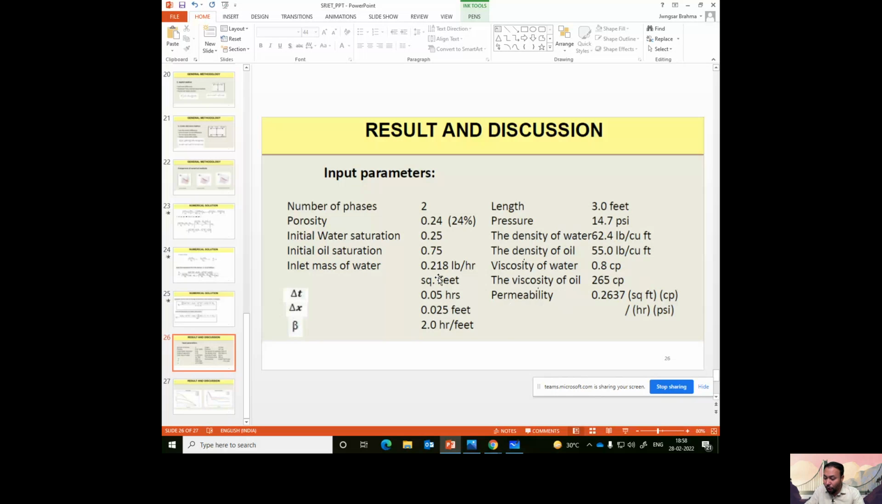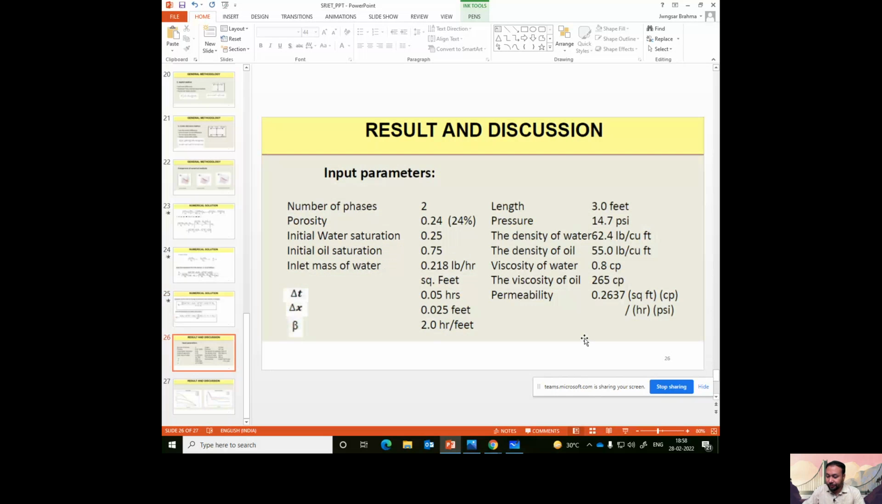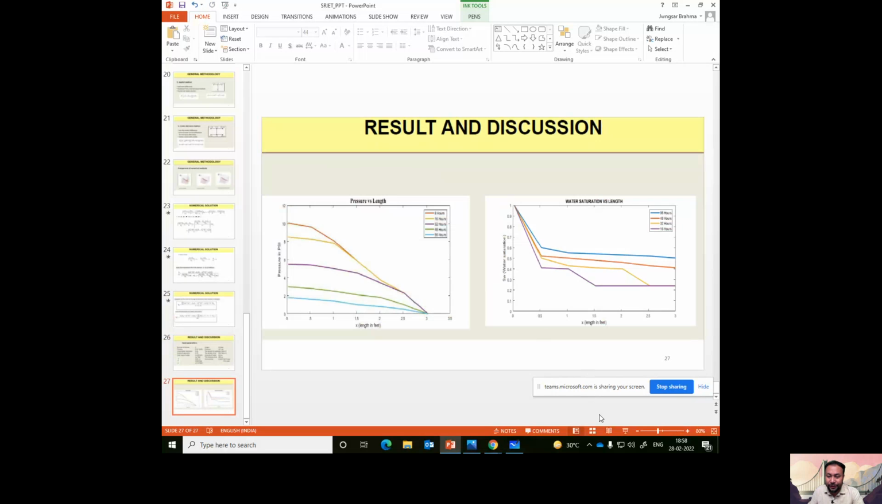By taking all these things as input, I can get the value of capillary pressure and the value of water saturations. Now come up here, this graph.